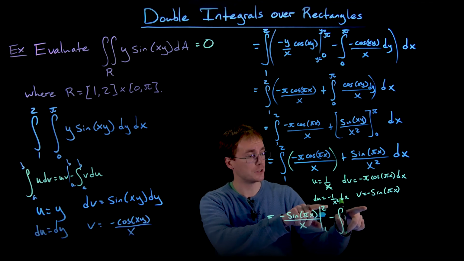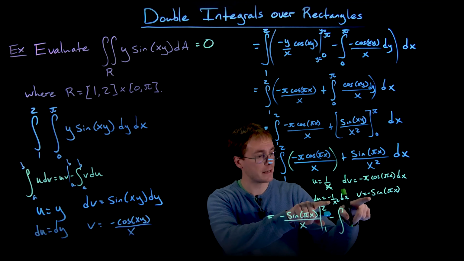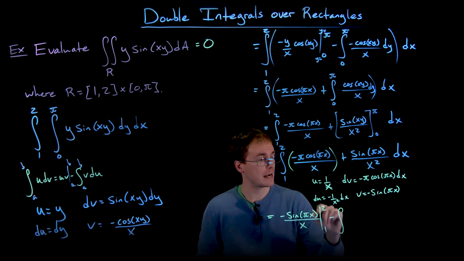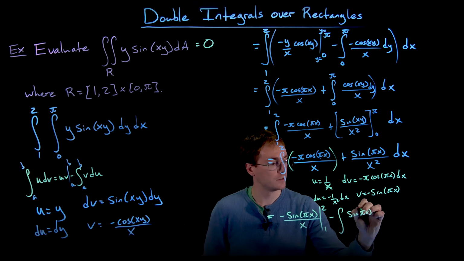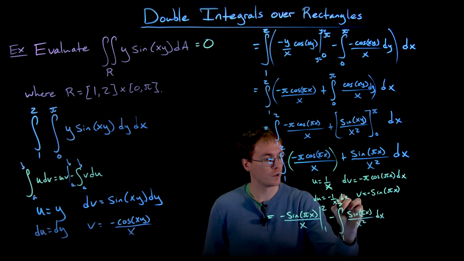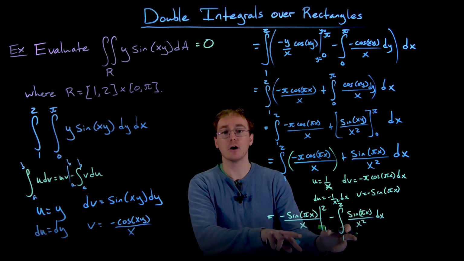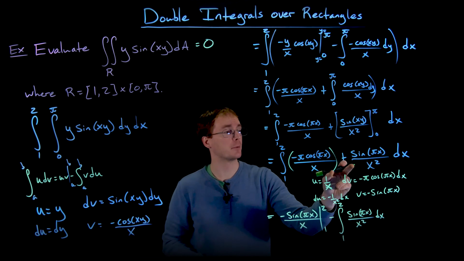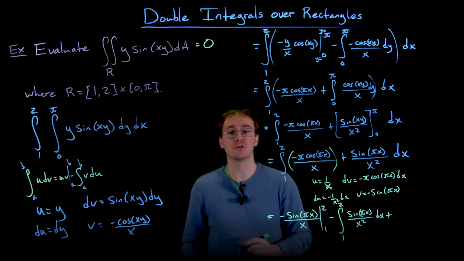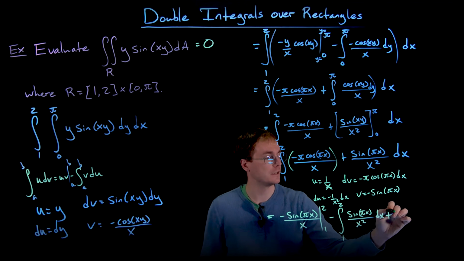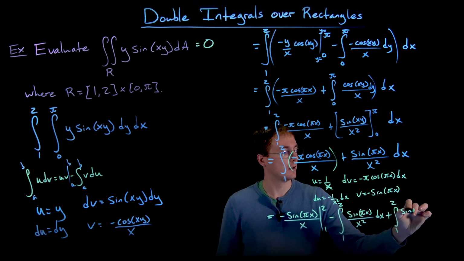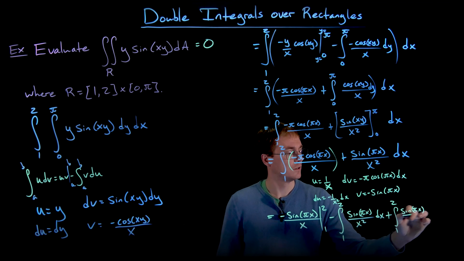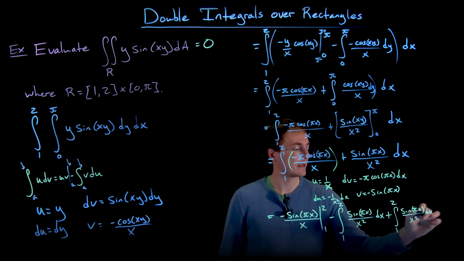So what is v times du going to look like? Well, we're going to get these double negatives canceling out, and we'll end up subtracting away positive sine of pi x over x squared dx, and this integral goes from 1 to 2. So this is what we get out of our integration by parts formula. Then we have to remember to add to this that remaining piece from our original integral, and that's going to be the integral from 1 to 2 of sine of pi x over x squared dx.